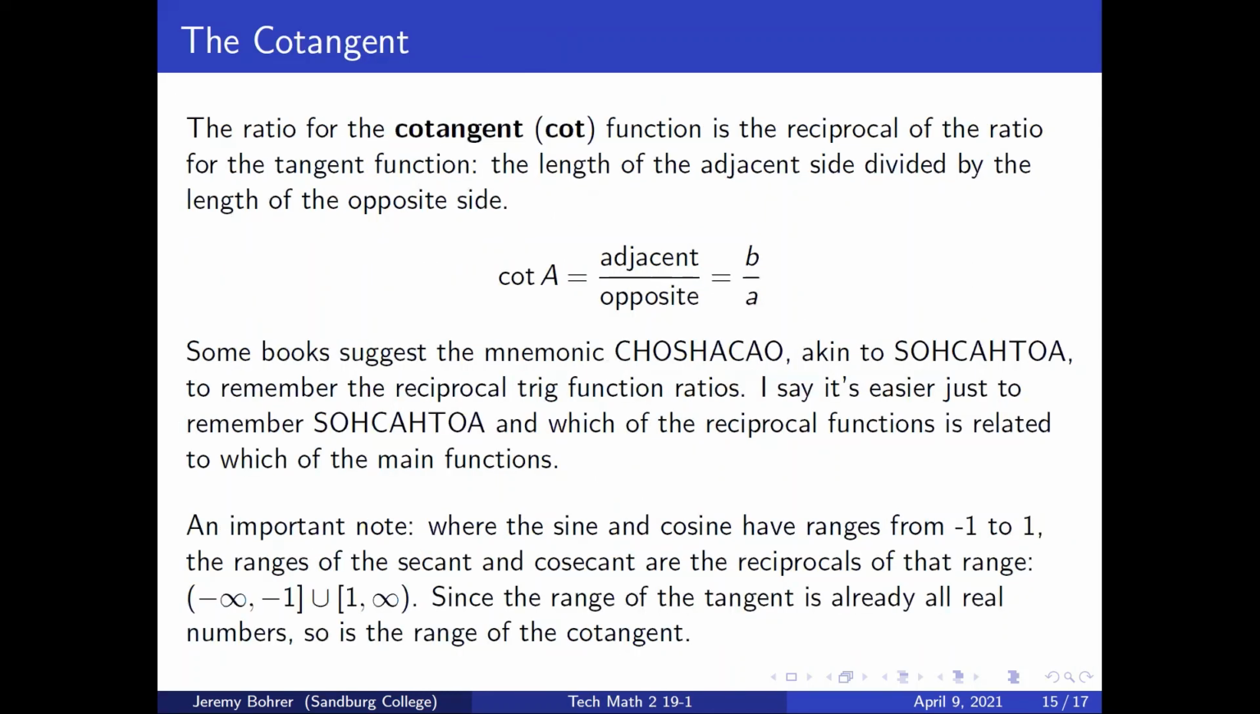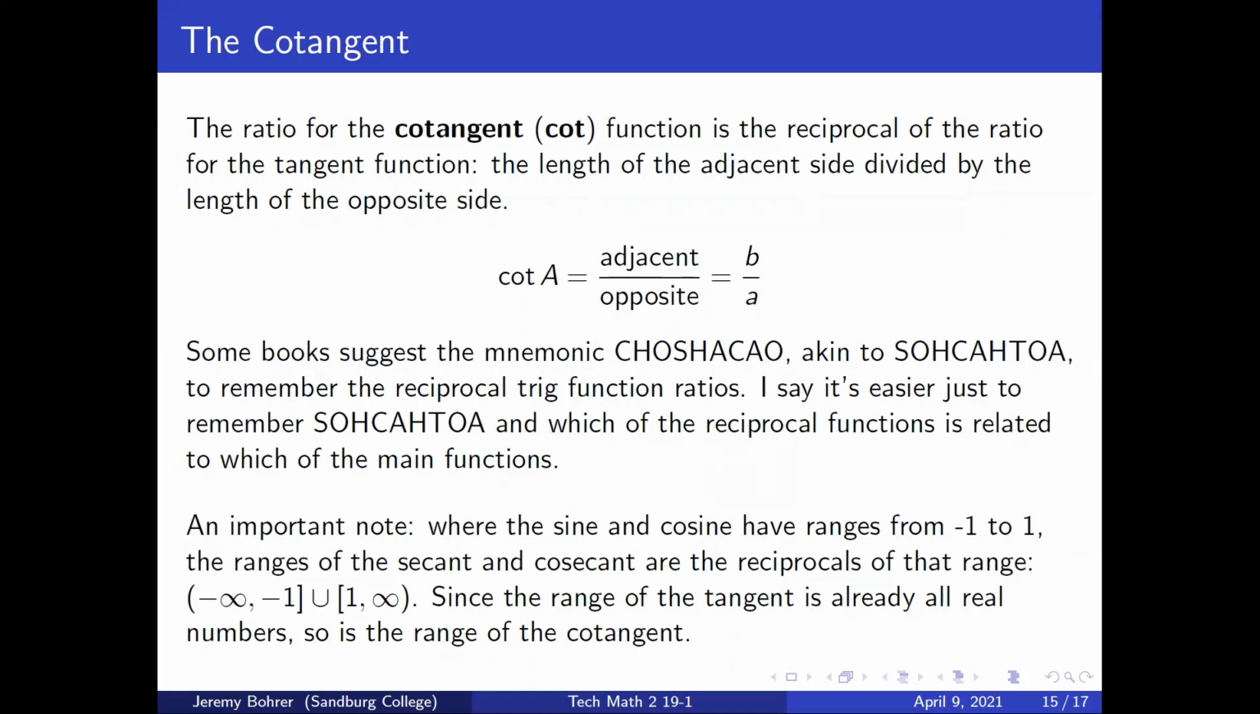The ratio for the cotangent, or COT function, is the reciprocal of the ratio for the tangent function: the length of the adjacent side divided by the length of the opposite side. Cotangent of A is equal to the adjacent divided by the opposite, which is b over a.